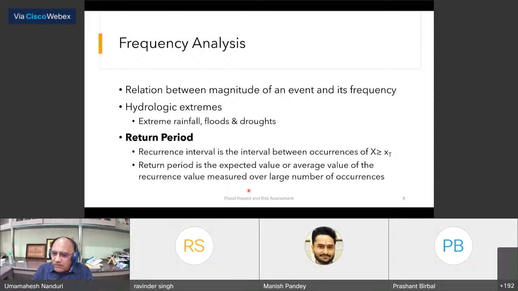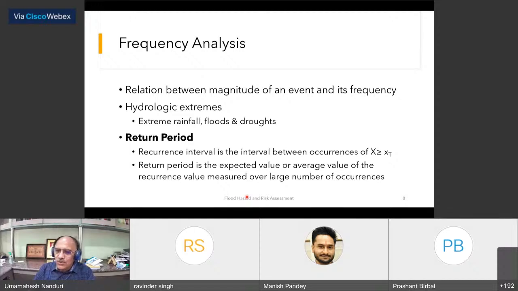For example, if I say a 10-year flood, what I mean is a flood that occurs on average once in 10 years. Please note, when I say once in 10 years, it doesn't mean that if it occurred in 2021, it doesn't occur till 2031. On average, it occurs once in 10 years. But it's always likely to occur in any year, and the probability that it occurs in any given year is 1 by return period, which is 1 by 10, that's 0.1.